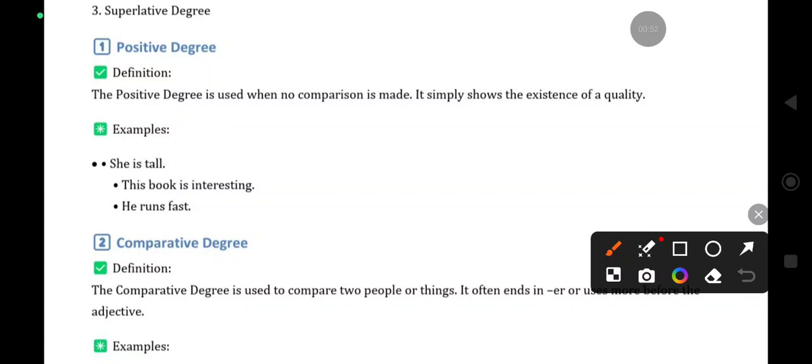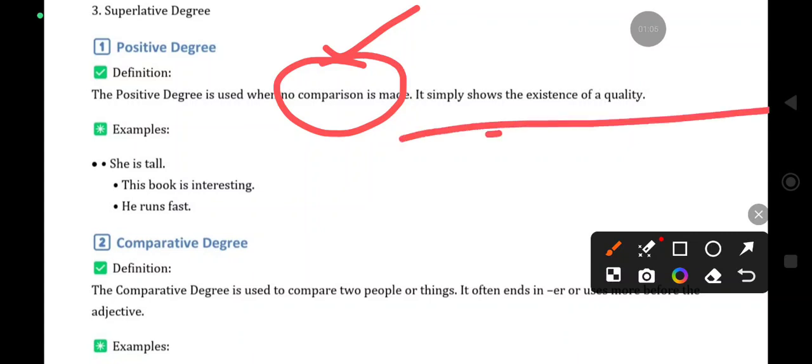First, we'll discuss what the positive degree is. Positive degree is used when no comparison is made. Highlight this, students: positive degree is used when no comparison is made. It simply shows the existence of a quality. For example, she is tall. Here we are describing the height of the girl. We are not comparing the girl's height with anyone. This book is interesting. He runs fast. So positive degree simply shows the existence of a quality and describes things instead of comparing with anyone or anything.